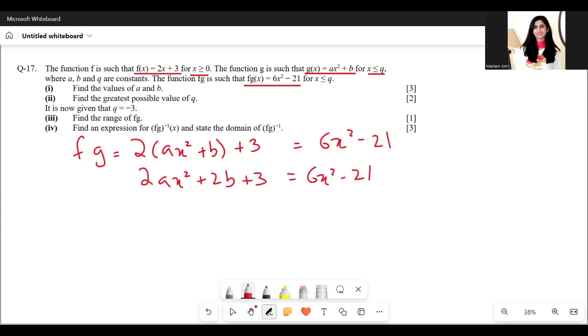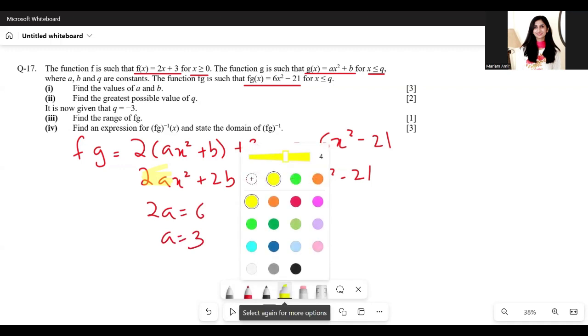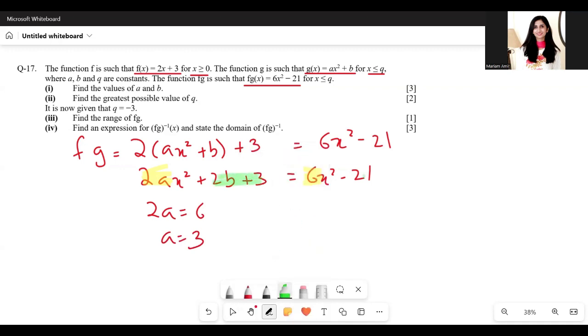Now 2a must be equal to 6, since both of them are the coefficients of x². So a must be equal to 3. And similarly, 2b + 3 must be equal to −21, since both of them are the constants. 2b + 3 = −21, 2b = −24, b = −12. So a and b have been found: 3 and −12.